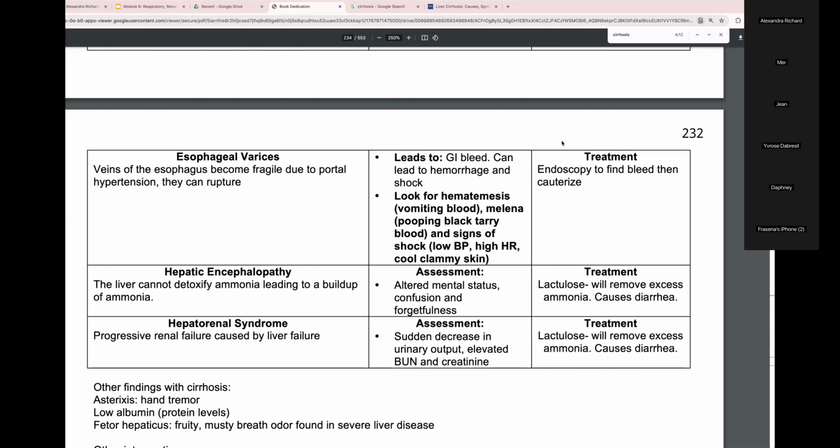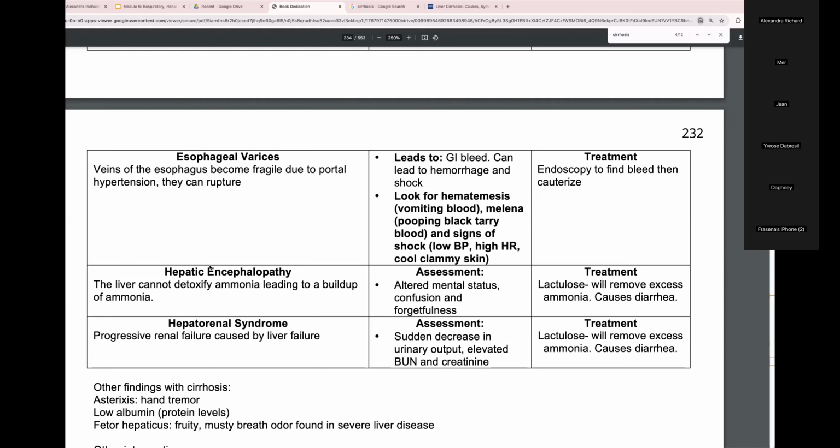Other things that we're looking for, or manifestations, hepatic encephalopathy. So the liver cannot detoxify ammonia, and it leads to a buildup of ammonia, which can lead to brain damage. So hepatic encephalopathy. Hepatic means liver, encephalo means head or brain, and opathy means a disorder of. So encephalopathy is a disorder of the brain, and hepatic means because of the liver. So this is a very major manifestation of cirrhosis, and you're going to have to know how to treat this.